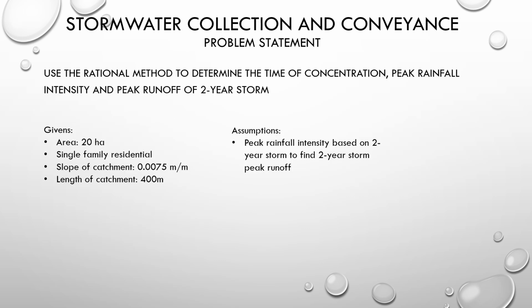In the next question, we have to use the rational method to determine the time of concentration, peak rainfall intensity, and peak runoff of a 2-year rainstorm. The givens of this question were that we have a catchment area of 20 hectares. This area is a single family residential area, and the slope of the catchment is 0.0075 meter per meter, and the length of the catchment is 400 meters.